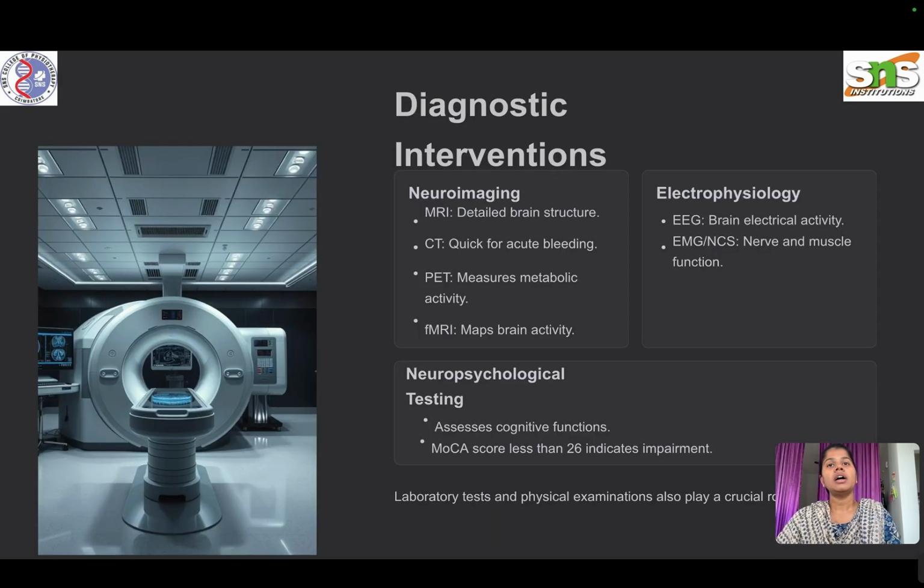Now coming to the diagnostic interventions, diagnosis usually combines imaging, electrophysiology, and clinical tests. The first is neuroimaging, as we all know: MRI, CT, PET, and functional MRI to study structure and function. Then electrophysiology: EEG to assess brain activity, and EMG and nerve conduction studies for nerve and muscle function. Neuropsychological tools like MoCA are also used, where scores below 26 indicate impairment. Lab tests and physical examination are also important to rule out underlying causes.